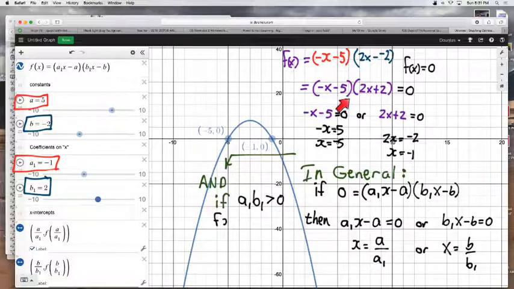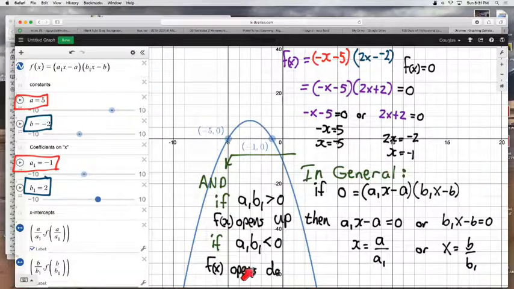And then the other thing is, if you take the coefficient on the first x and the coefficient on the second x and multiply them together, if it's a positive number, then your parabola opens up, and if it's a negative number, then your parabola opens down. In this case, notice we had an a1 of -1 and a b1 of 2. So 2 times -1 is -2. That means a1 times b1 is less than 0, and the parabola opens down, as you can see here.